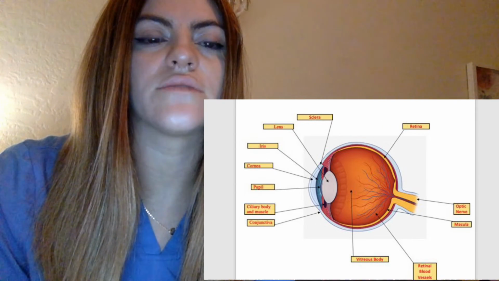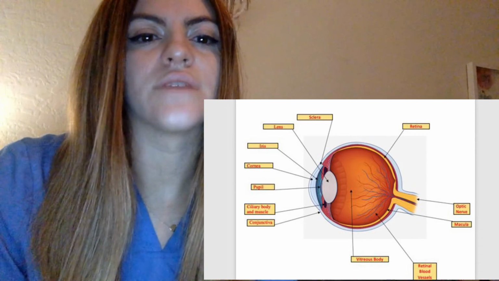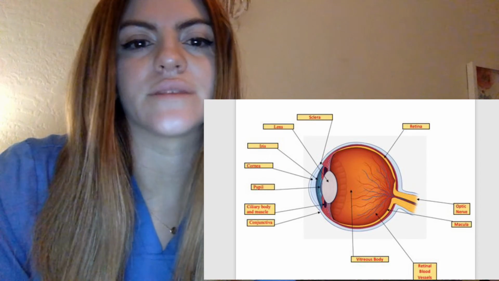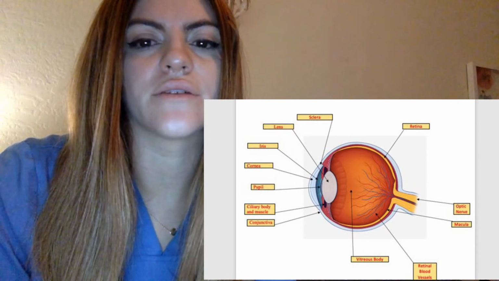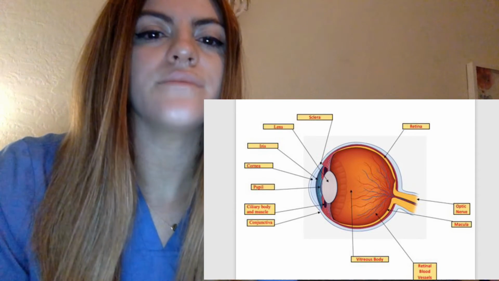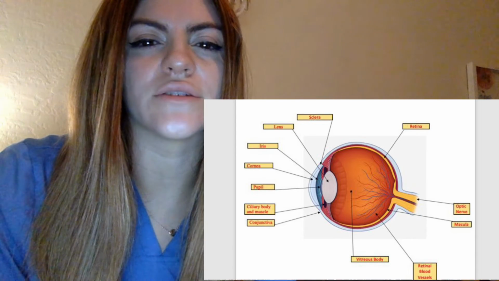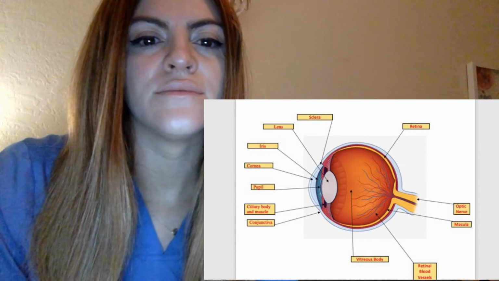With dry eyes, that is a condition that occurs when your tears aren't able to provide adequate lubrication for the eyes. So the area affected is the conjunctiva. Signs and symptoms include dry eyes, eye discomfort, redness of the eyes. It's typically diagnosed with the Schirmer test, which measures your tear production.